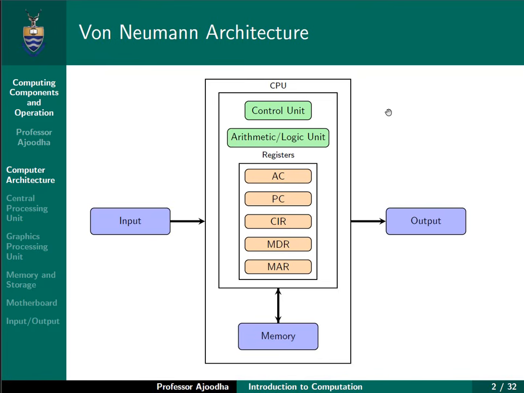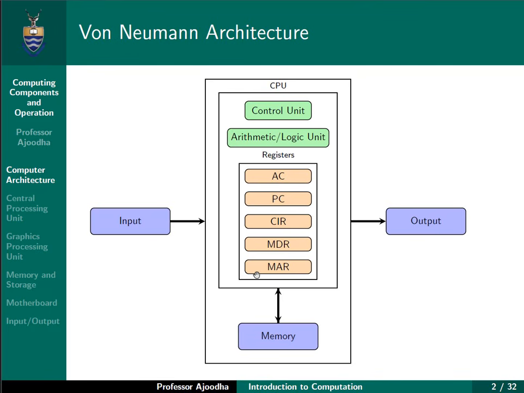At the center of the architecture, right in the middle, where you see this inner block here, is the central processing unit. So we call this the CPU. And the control unit, which is above it, the arithmetic logic unit, and these smaller sets of registers, the AC, PC, CIR, MDR, and MAR, all together give you the CPU. So we'll talk about those registers in the next section.